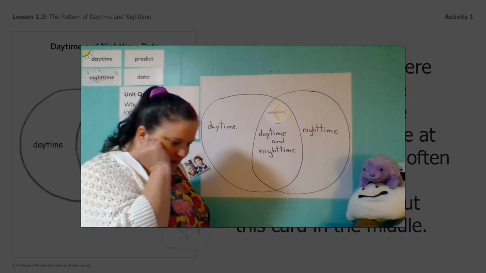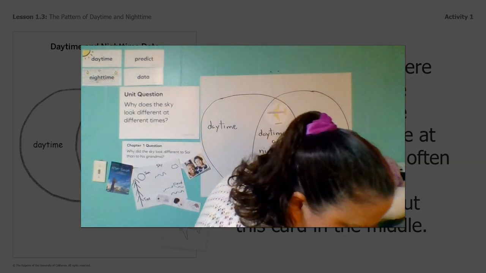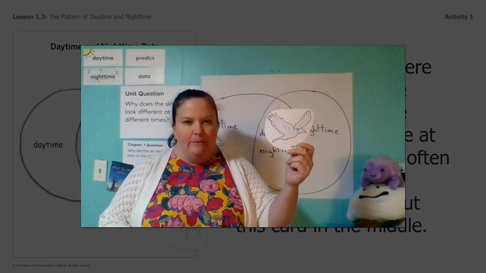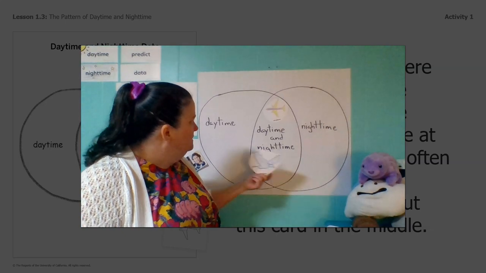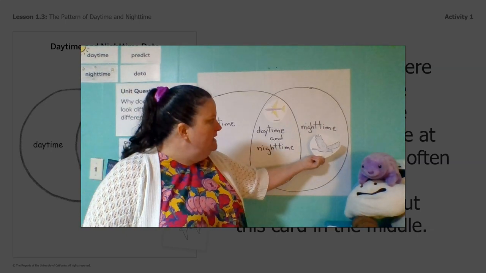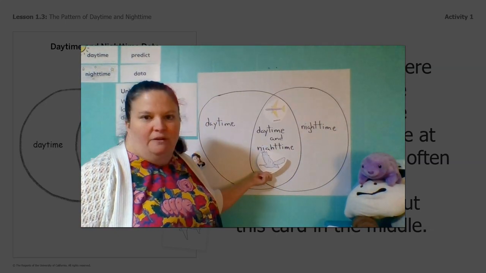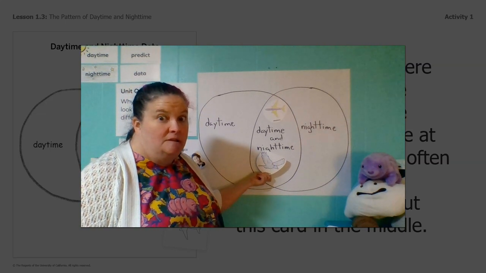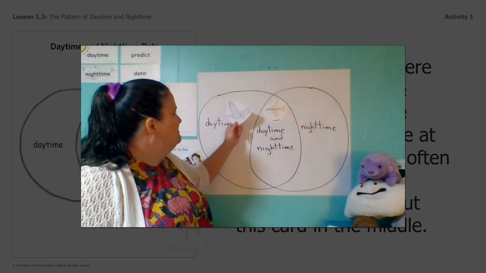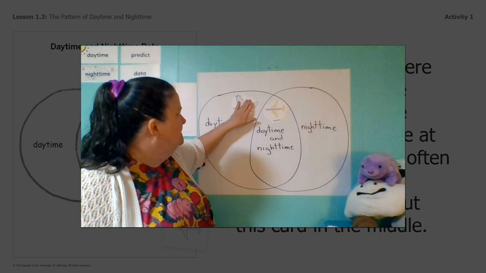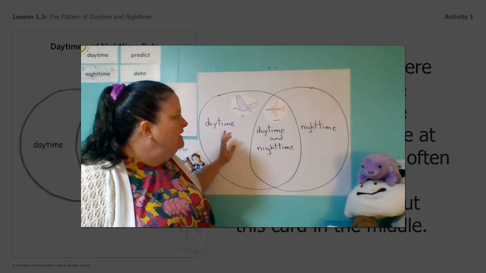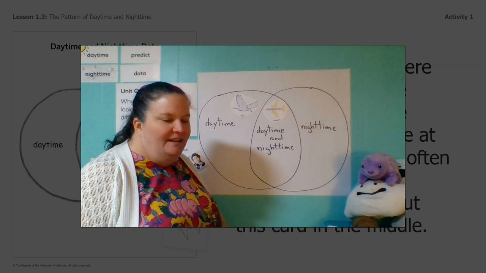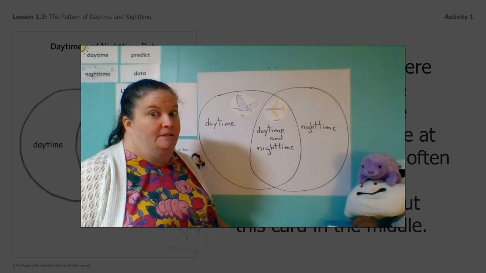Let's do another one. Let's see, what about a bird? What do you guys think about birds? Do you see birds in daytime, nighttime, or both? What do you think? I think maybe we see birds mostly in the daytime. Even in the book, they did see birds, but they saw them early in the night, and I think the birds were maybe going to bed or something.